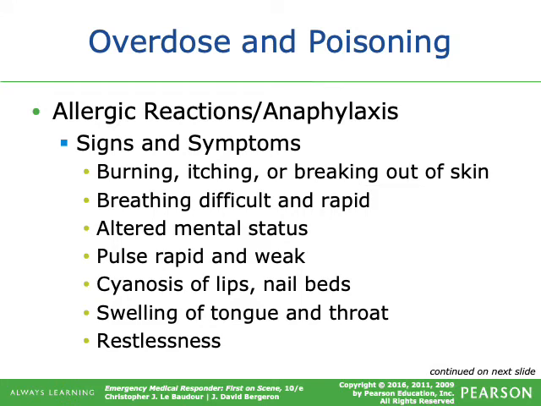Alright, so some signs and symptoms of allergic reactions and or anaphylaxis are going to be burning, itching, or breaking out of the skin in hives. Difficult breathing and rapid breathing. Altered mental status. Pulse can be rapid and weak. Cyanosis of the lips and the nail beds due to poor perfusion. Swelling of the tongue and the throat, and a general feeling of restlessness.